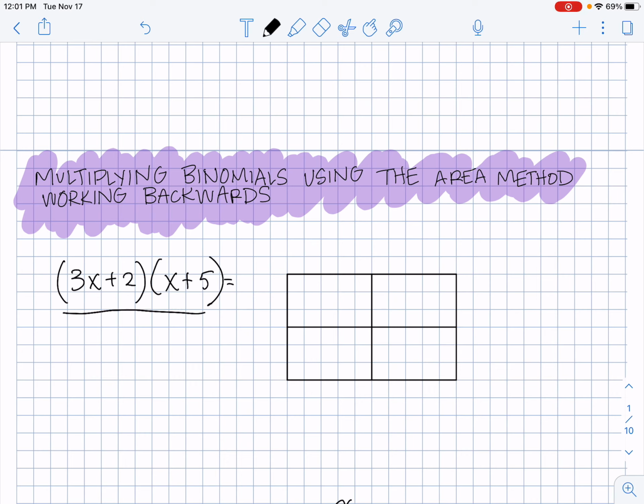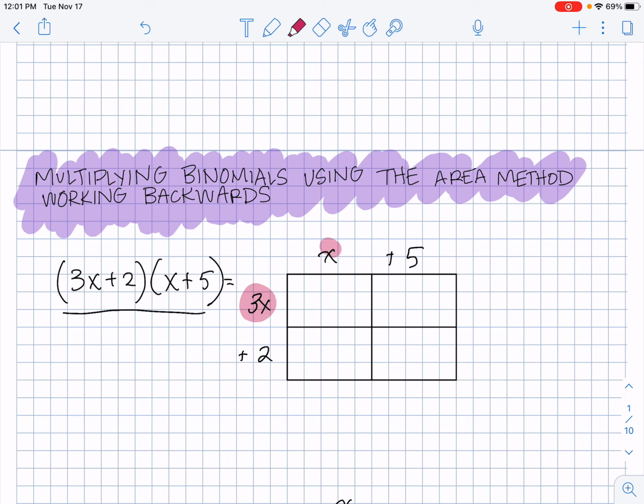Can you multiply these? So we know we're probably going to put the 3x and the 2 there and put the x and the 5 here. The reason why we're doing this is we want to make sure that we multiply every single piece. The 3x plus 2 times the x plus 5.